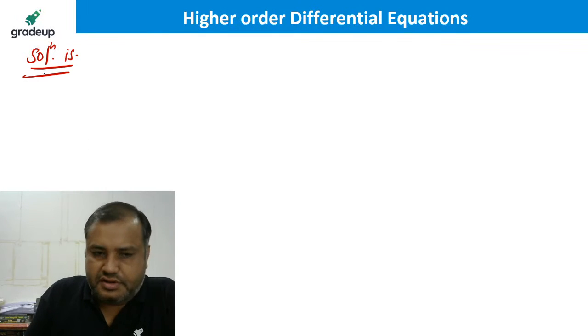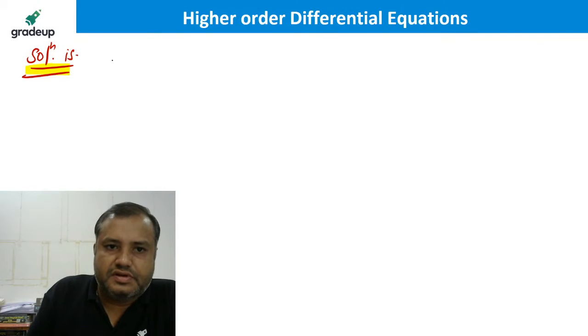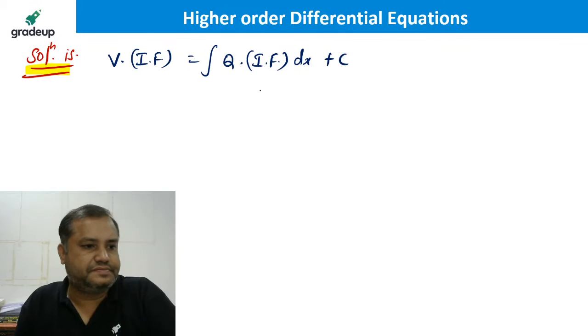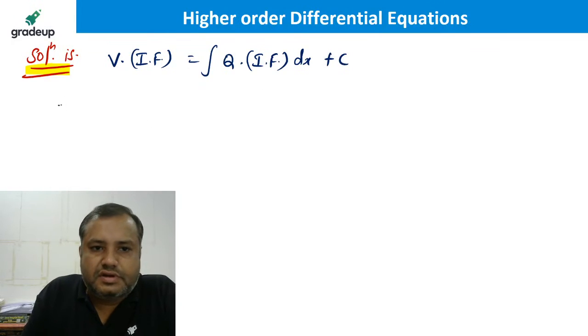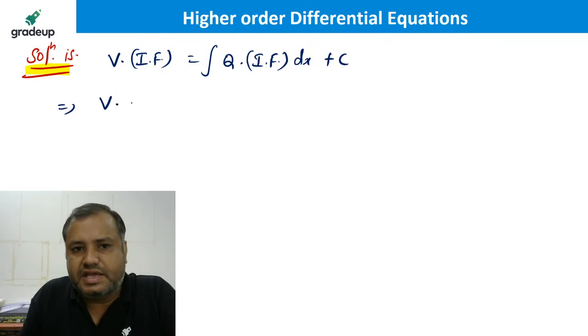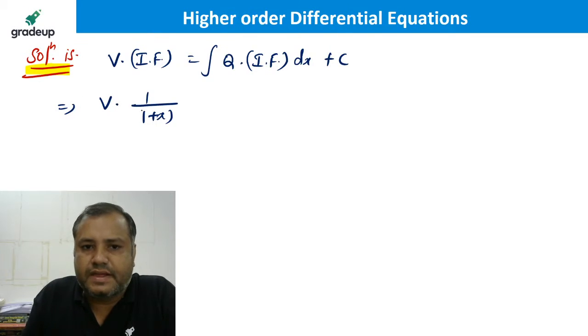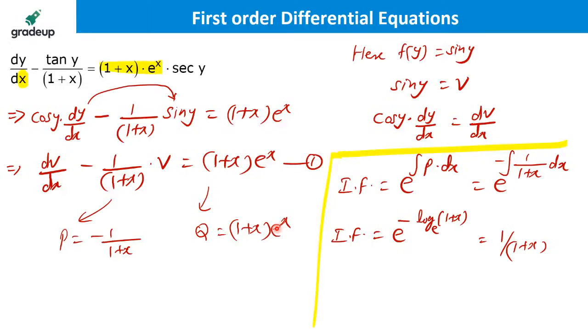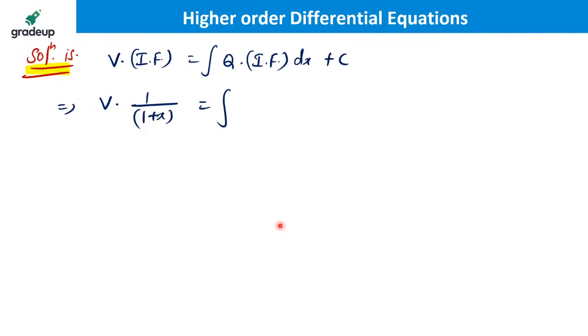So the solution will be, students please respond: dependent variable is v, integrating factor, integration of q into IF dx plus c. Dependent variable is v, IF is 1 upon 1 plus x. What is q? Check it. Q is 1 plus x e raised to x, IF is 1 upon 1 plus x, plus c.